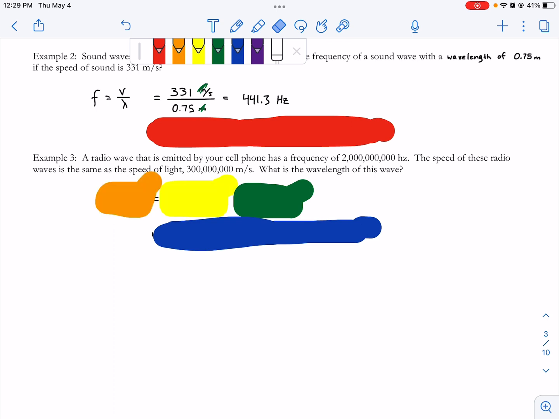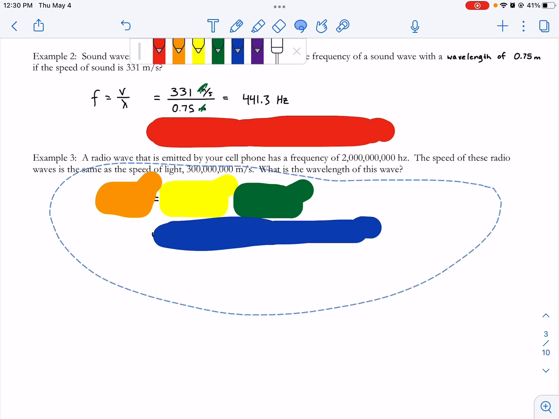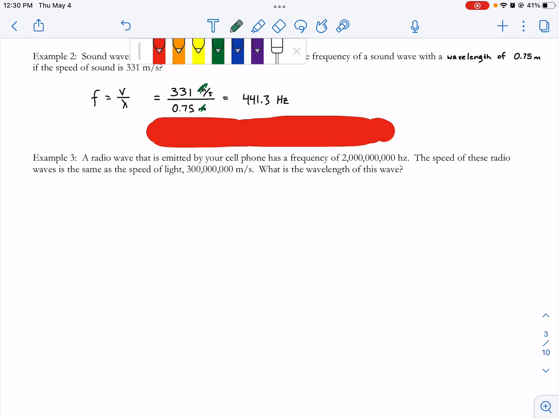That is not the right work for this problem. We'll fix it later. Okay, here's what we're going to do. Delete. Okay, so now we've got to find the wavelength. I have to write down my equation first because you have to write your equation down. Wavelength is the wave speed divided by the frequency. You're going to have to be patient with me and my awful handwriting.